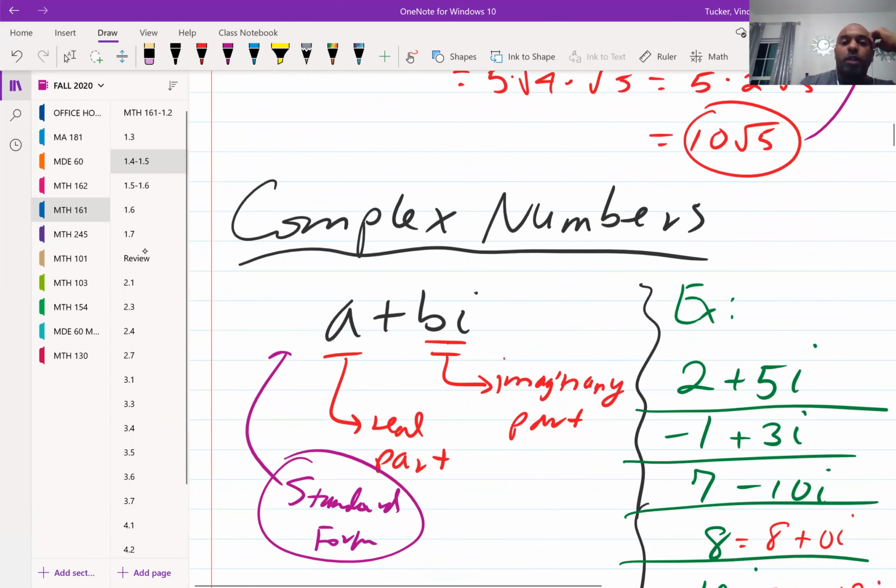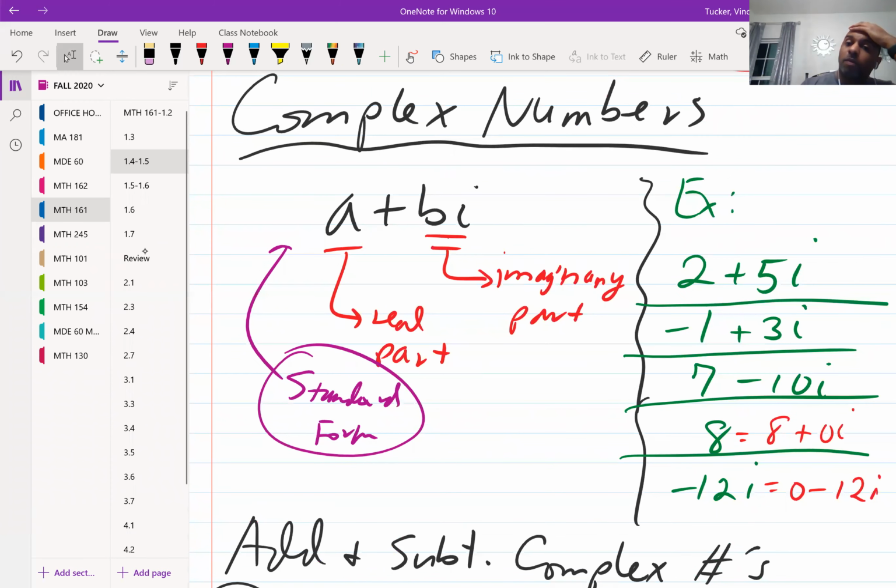All right, so now we're looking at complex numbers. So you're going to have a real part and an imaginary part to your complex numbers. This is considered standard form, a plus bi. A plus bi, standard form. Your real part is first. Imaginary part is written second.